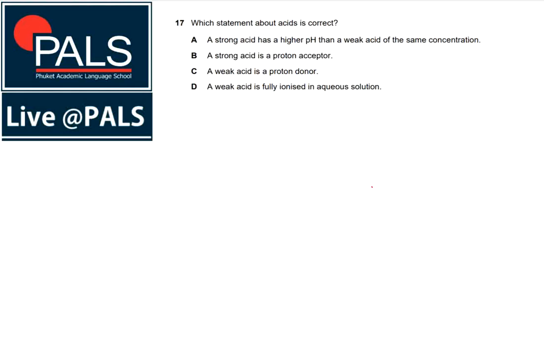Next, which statement about acids is correct? If you look at the choices, a strong acid has a higher pH than a weak acid of the same concentration. This is not correct. Why? Because if the acid is strong, it should have a lower pH. A strong acid is a proton acceptor? No, it is a proton donor. So we have the weak acid is a proton donor. Yes. A weak acid is fully ionized? No. So the correct answer for this is letter C.